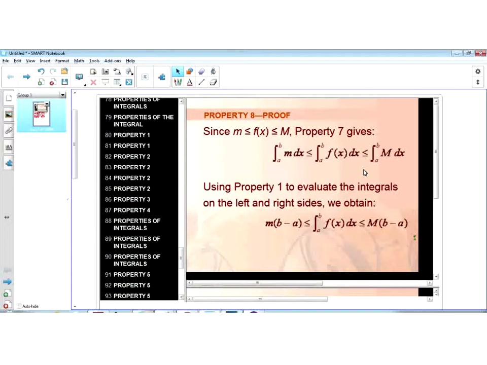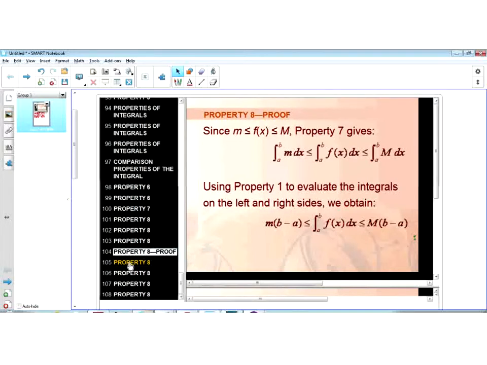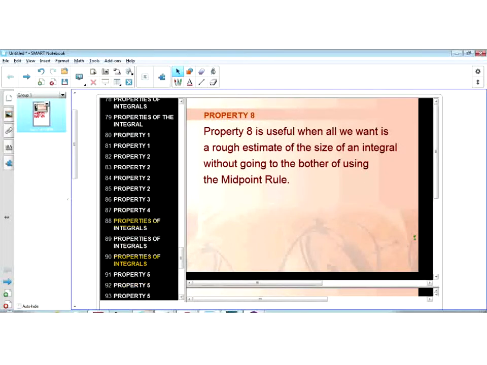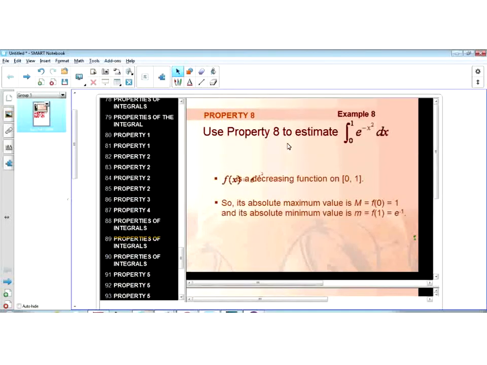So using property 1, and so forth, there's kind of a proof using the properties. I guess I give an example: estimating the area under a curve using the extreme value properties, using a rough estimate of the size of the interval without using the midpoint rule. So come on, give us an example. Example 106, please.